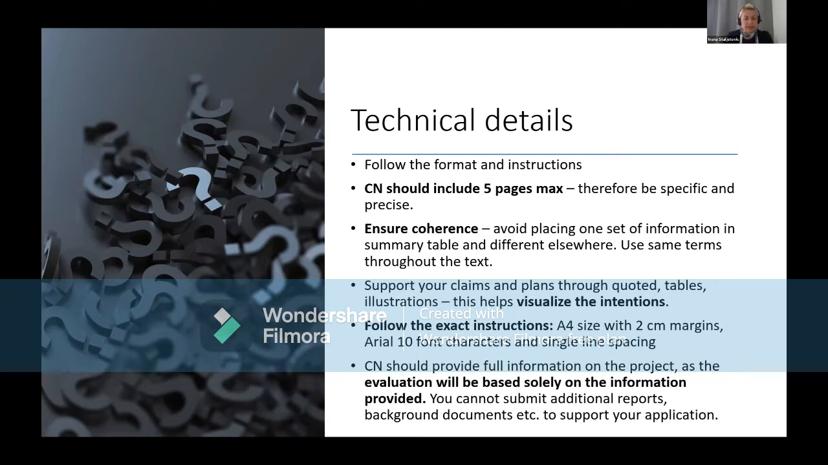So you should provide full information on the project, because the evaluation is based solely and only on the information which is provided in the concept note. You have already been informed, and it is not even allowed in prospect to upload any other additional documents, such as reports or background documents to support your application. Only the concept note will be evaluated.